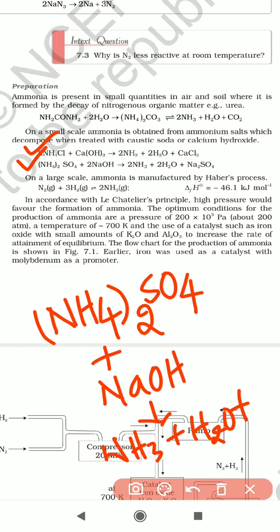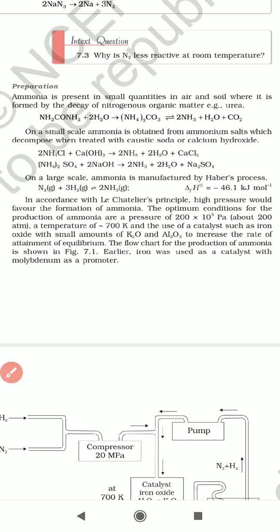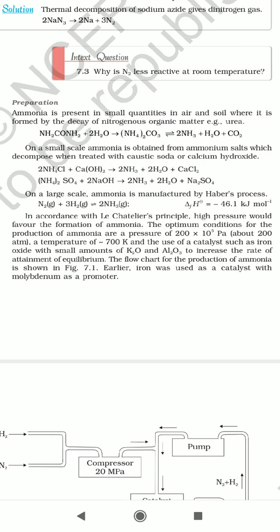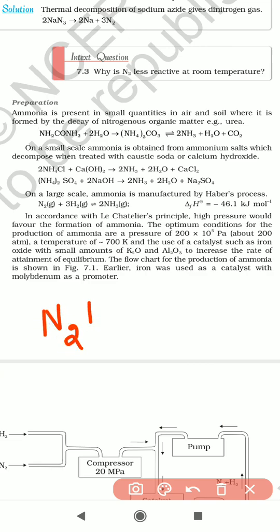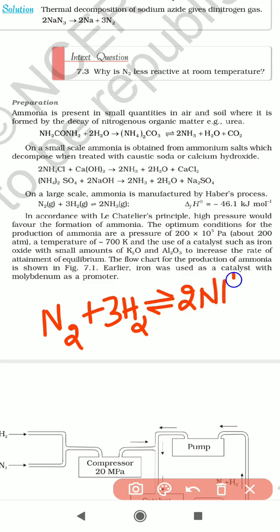If you want a larger quantity of ammonia, we use the Haber process. Let us see how. Nitrogen reacts with 3 moles of hydrogen gas to form 2 moles of ammonia. That is, 1 mole of nitrogen gas reacts with 3 moles of hydrogen gas to form 2 moles of ammonia.